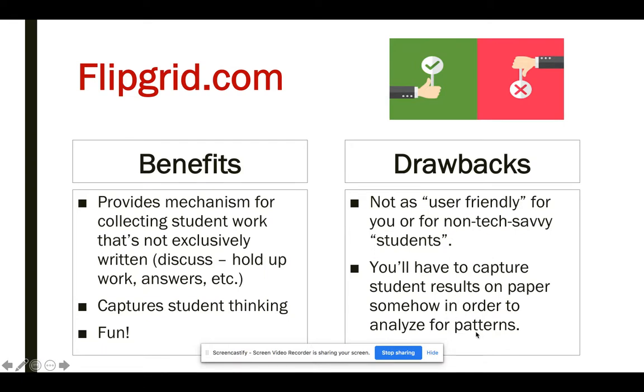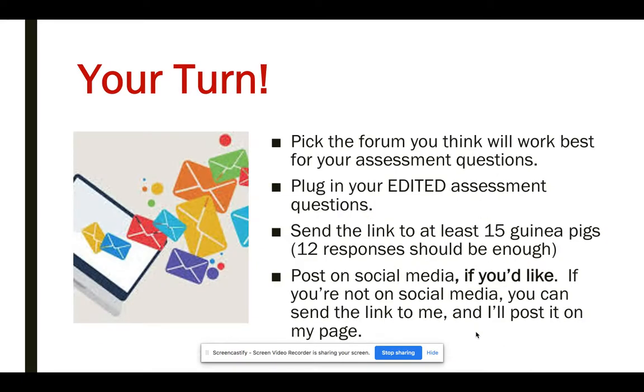Now, here's another thing that you can do. You could do a Google form for your multiple choice answers, and then a Flipgrid link for your short answer if you wanted to. You could use a combination of forms. And that's another way. Whatever seems easiest to you to get your results, I encourage you to use that method. So you will pick the form or the forms that you think will work best for your assessment questions.